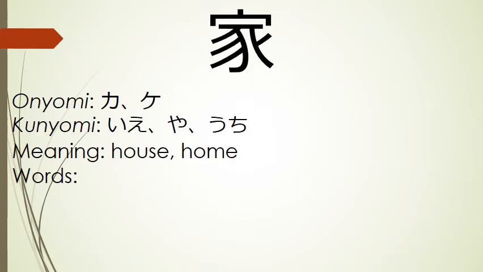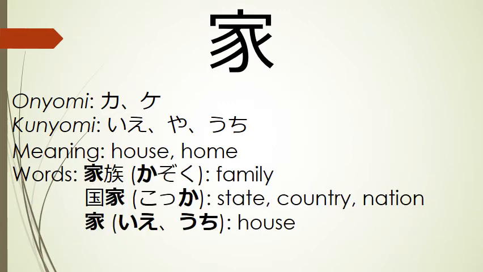Our next kanji can mean house or home. Its onyomi include ka and ke, and its kunyomi include ie, ya, or uchi. Words that use this kanji include kazoku, family, kokka, state, country, or nation, and ie or uchi, house.